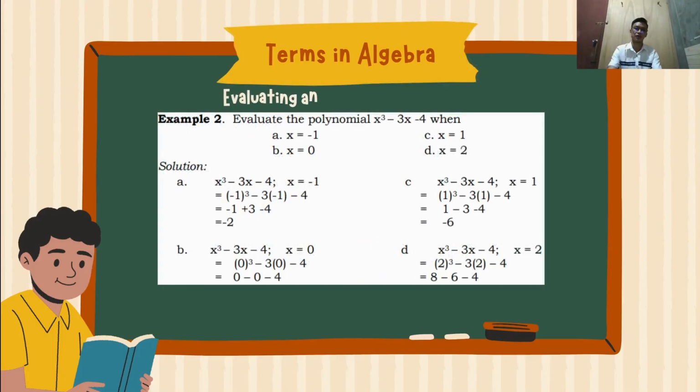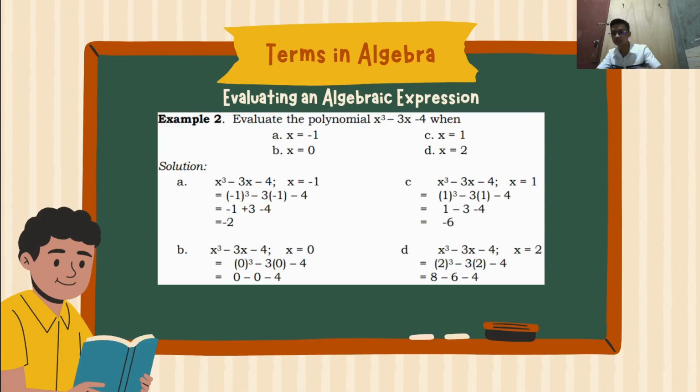Another example, we have to evaluate the polynomial x cubed minus 3x minus 4. When A, x is negative 1; B, x is 0. Ito yan ha, i-substitute na lang natin yung values sa variable x. As you can see in letter A, x cubed minus 3x minus 4, wherein x is equal to negative 1. So, this is the solution.